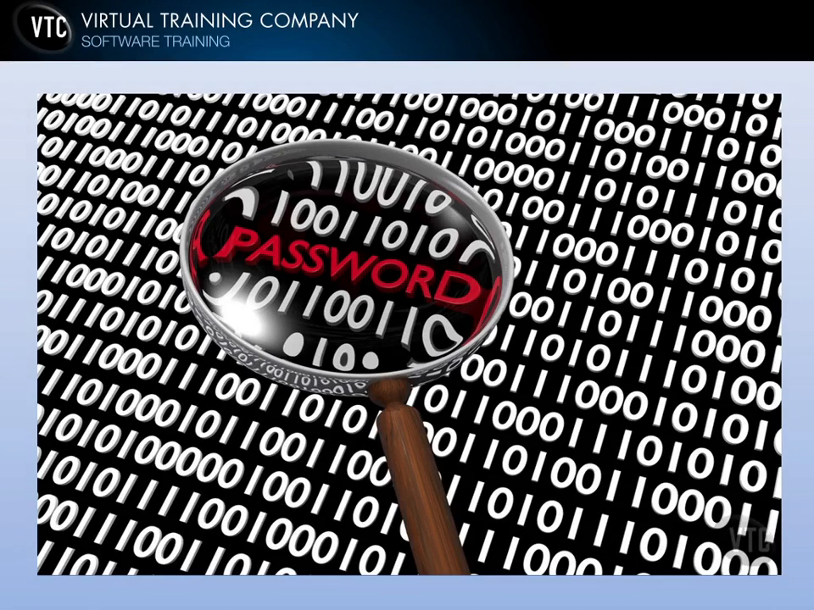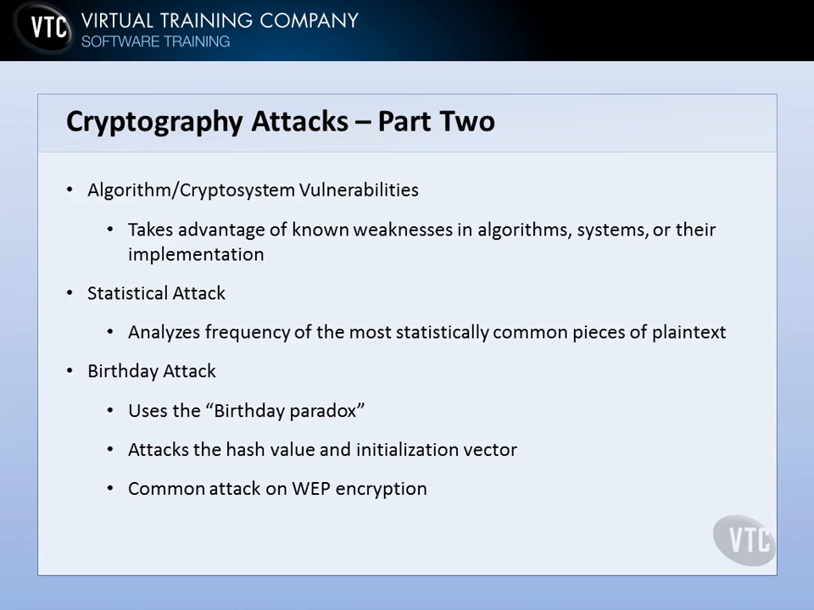In part 2 of our discussion on cryptography attacks, we're going to be talking about a few attacks that are a little bit more advanced than simple brute force or dictionary attacks. One such attack is the attack on an algorithm or on a crypto system. Now, this requires pretty much an expert hacker who has in-depth knowledge about a particular algorithm and its known weaknesses, or about a crypto system and how it works and how it's implemented.